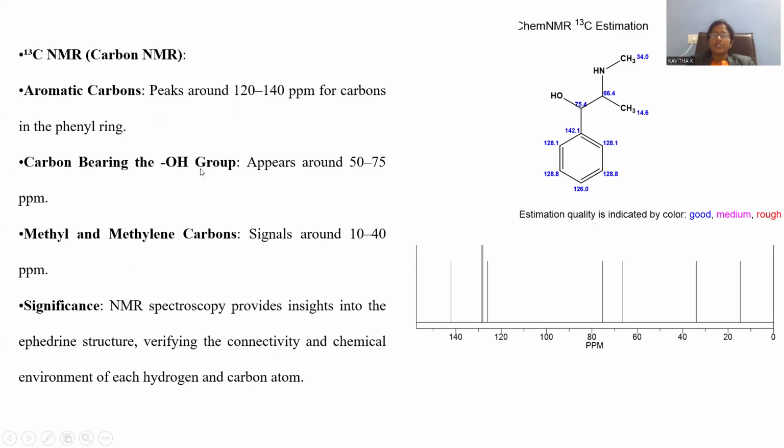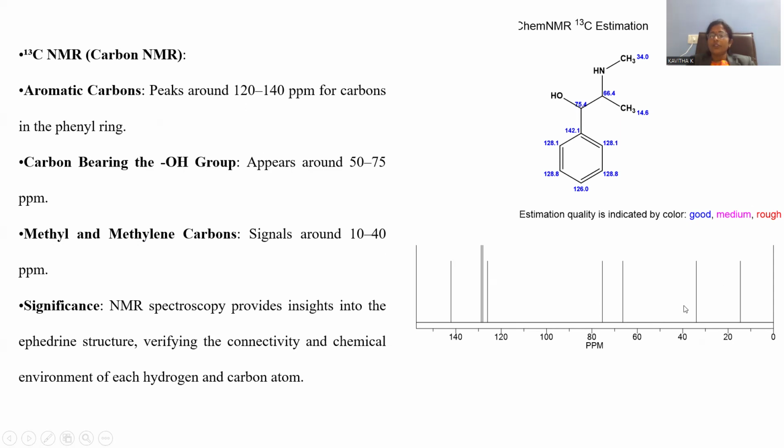Then the carbon bearing hydroxyl. If a carbon containing hydroxyl is there, that peak will appear at 50 to 75. You can clearly notice the 50 to 75 peak, and this peak is responsible for hydroxyl. And methyl and methylene are there, no? These peaks will be in the range of 10 to 40.